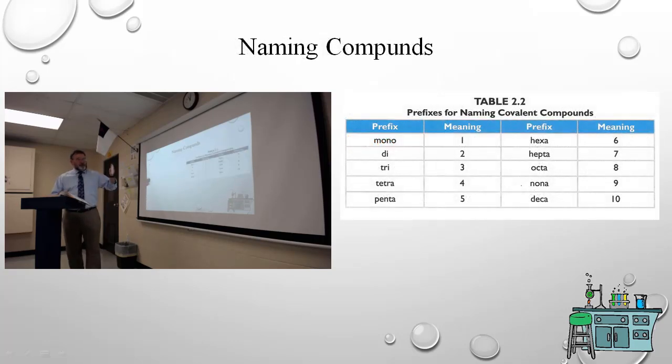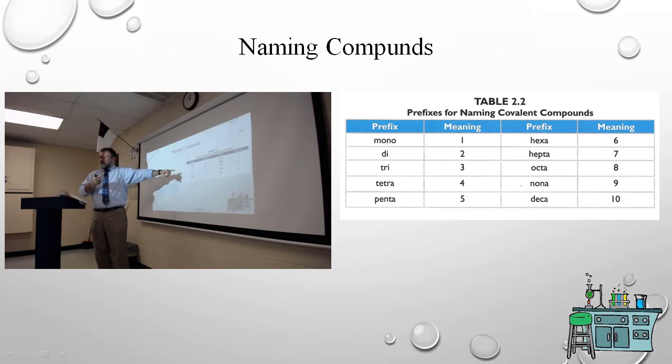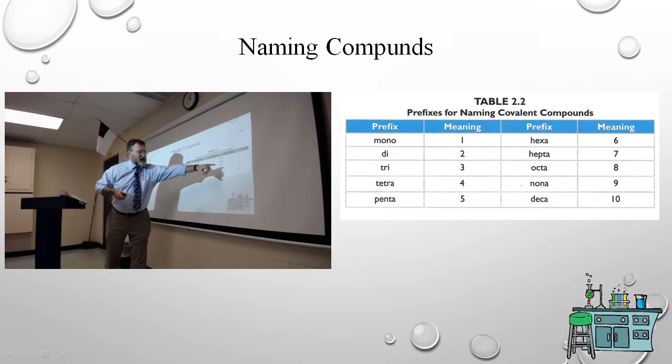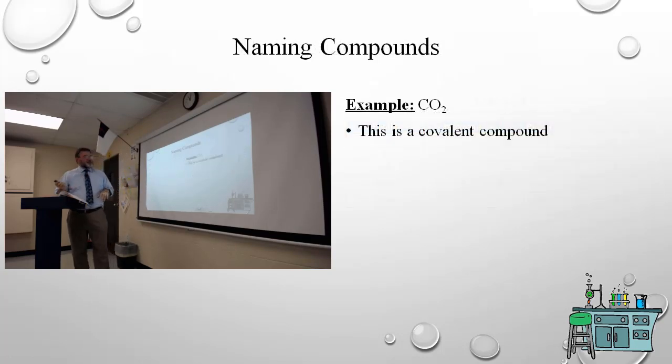Here we go. So there is the table. That's why you need to say, well, I see a subscript of a 4, I'm going to say tetra. I see a subscript of a 9, I'm going to say nona. You've got to be able to translate between the prefixes and the meaning, because the meaning will be written as a subscript when you write it as a chemical formula. When you say it, you need to convert the subscript to a prefix. Here's what that looks like.